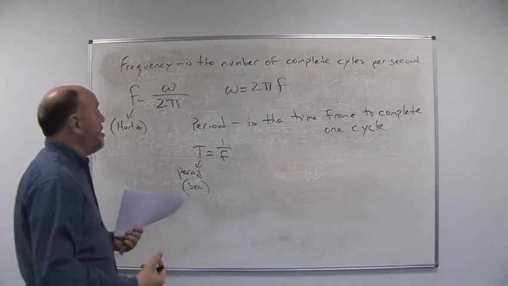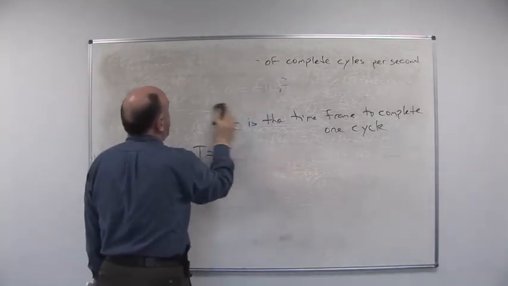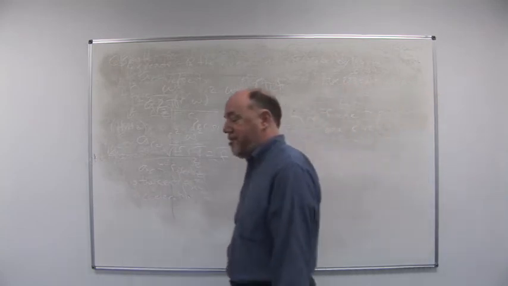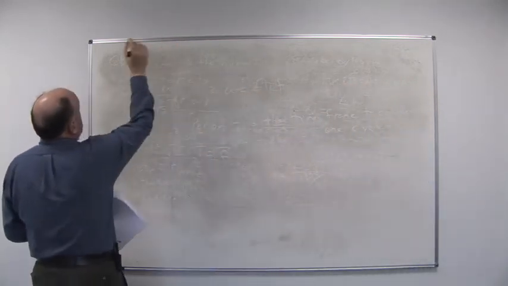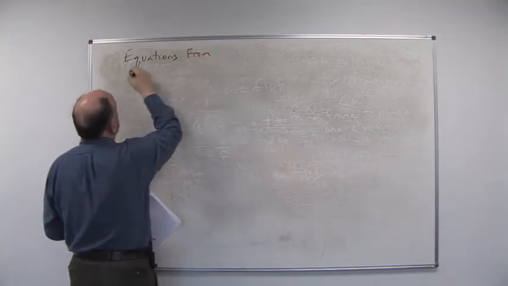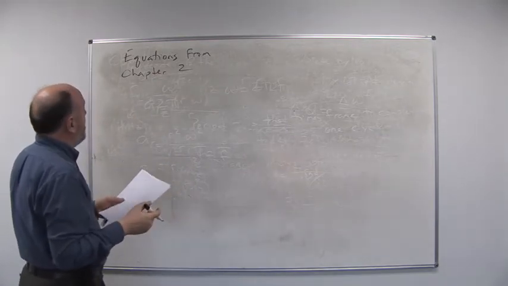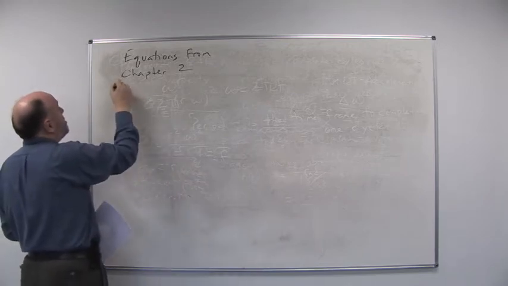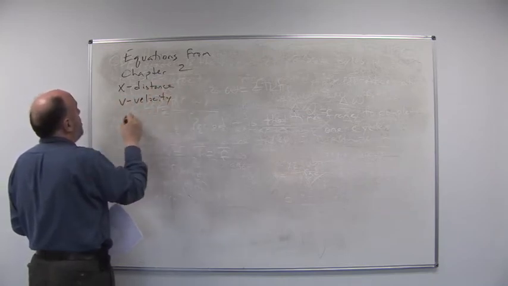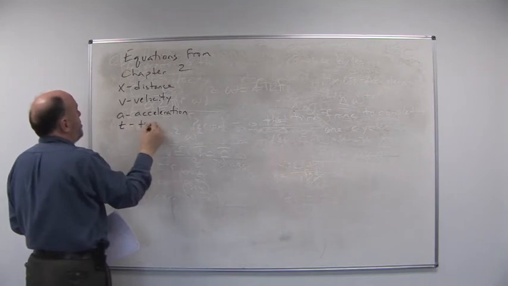So then in terms of rotational motion and those quantities, the equations we had in chapter 2 can now be rewritten in terms of these quantities from chapter 8. So, you had the equations from chapter 2 and the quantities involved in that. In chapter 2, we had x, which was distance. We had v, which was velocity. We had a, which was acceleration. And then we had t, which was time.